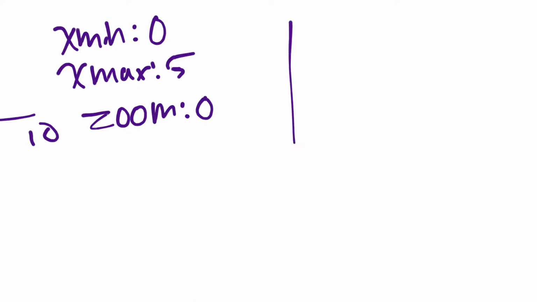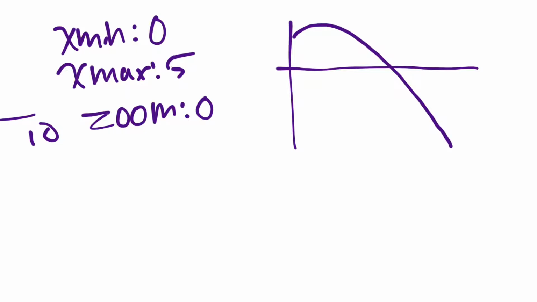And we do. When we graph this, we get a window that now looks like that. Again, you can find a better window, but this shows us everything we need to see.